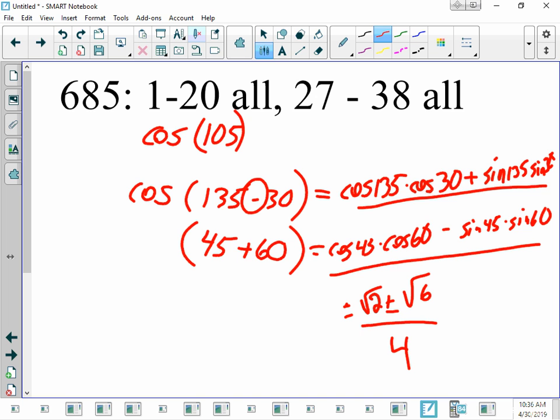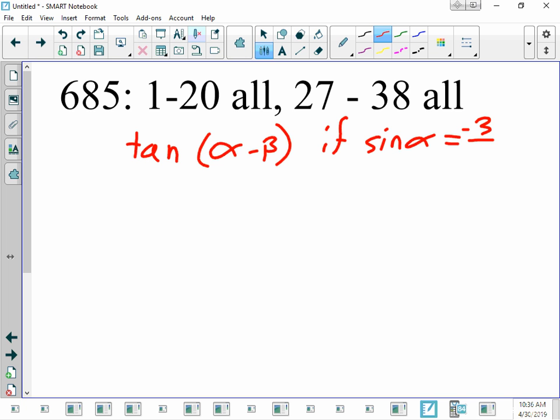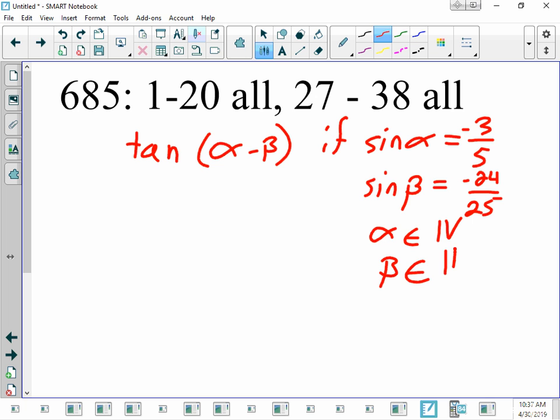Okay. All right. Then number 35. 35 says, what is the tangent of alpha minus beta if the sine of alpha is negative 3 over 5 and the sine of beta is negative 24 over 25, and alpha belongs to quadrant 4 and beta belongs to quadrant 3.